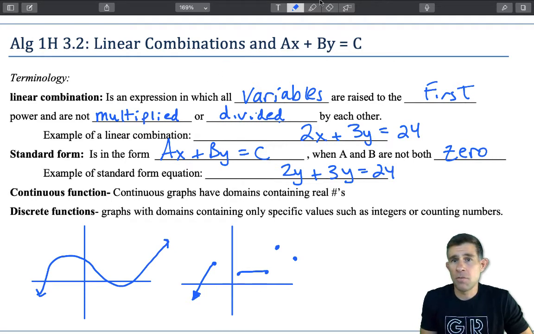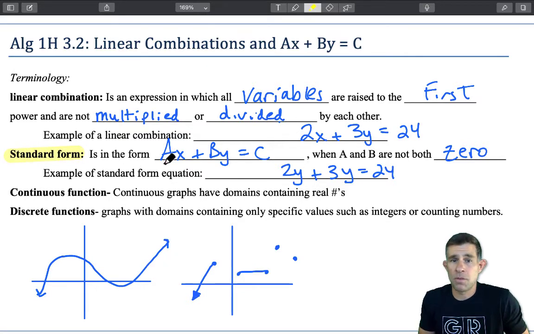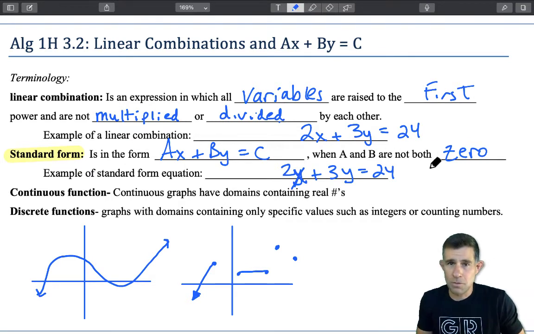Now, the standard form of the equation of a line, this is different than the slope-intercept form of the equation of a line, which we learned in our previous notes. Our standard form goes like this: ax plus by is equal to c, where a and b are both non-zero numbers. So another example is exactly the same one that we just had. We have 2x plus 3y is equal to 24.